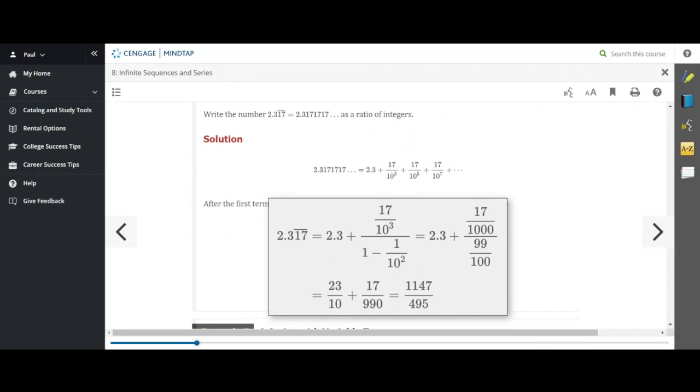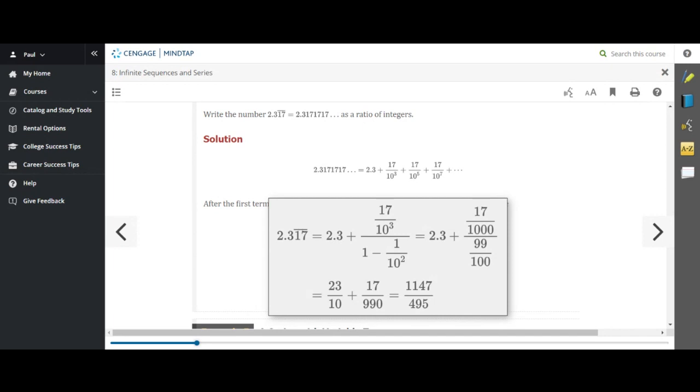Let me see on that. Hold on. Nathan's asking, why not let A be 17 and R be 1 over 10 to the 5th? Well, the thing is, if you look above, Nathan, you have 17 over 10 cubed as your first term of the series. So you can't separate the 17. The A has to be 17 over 10 cubed.